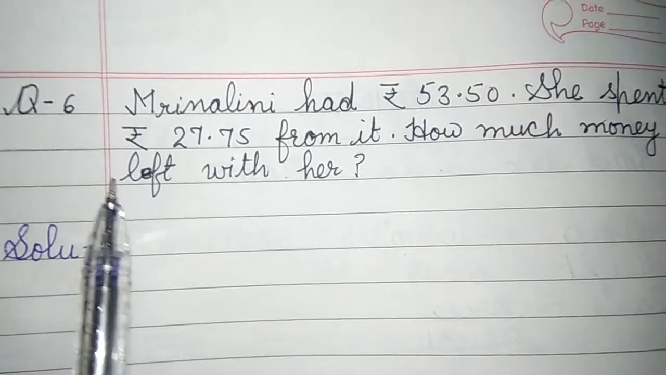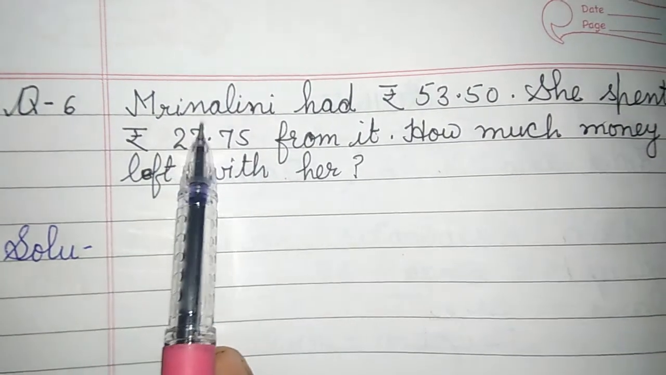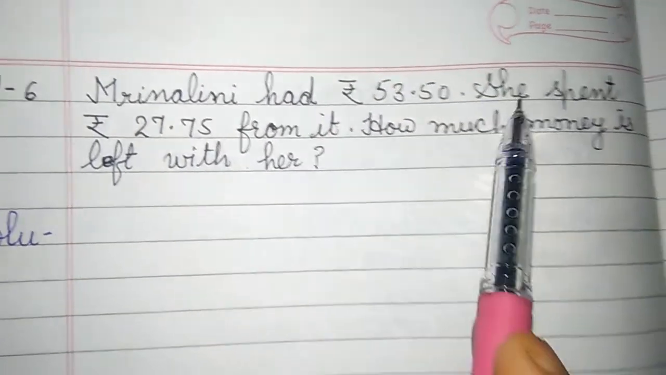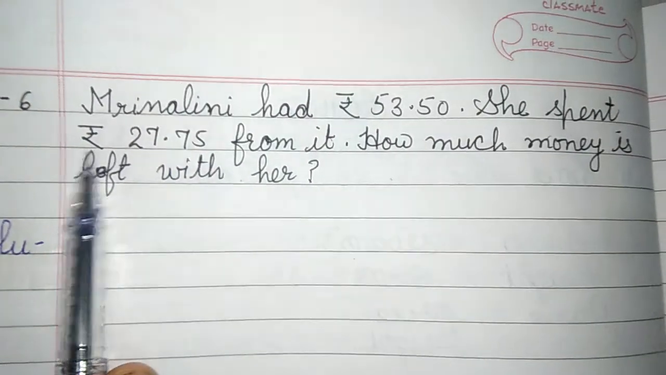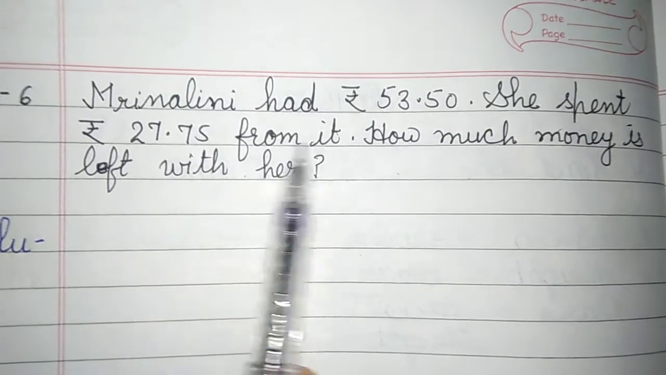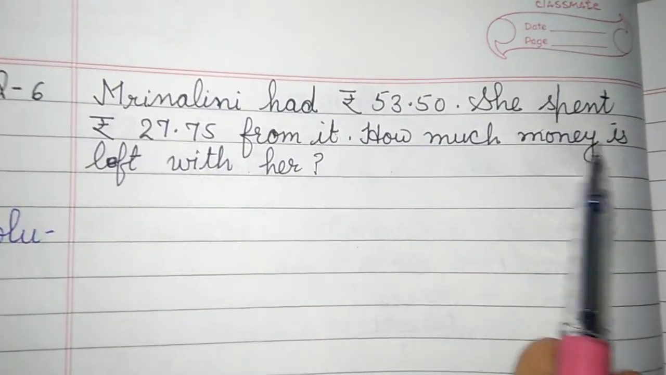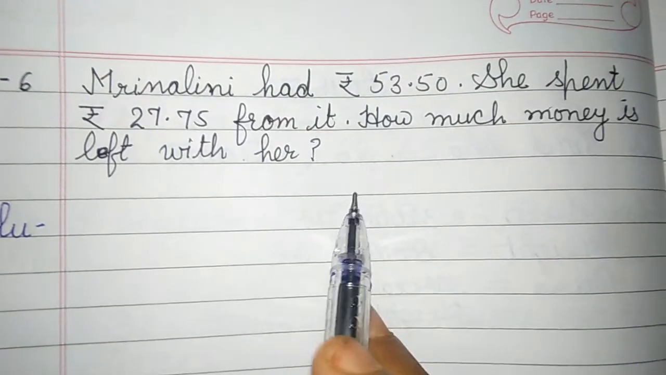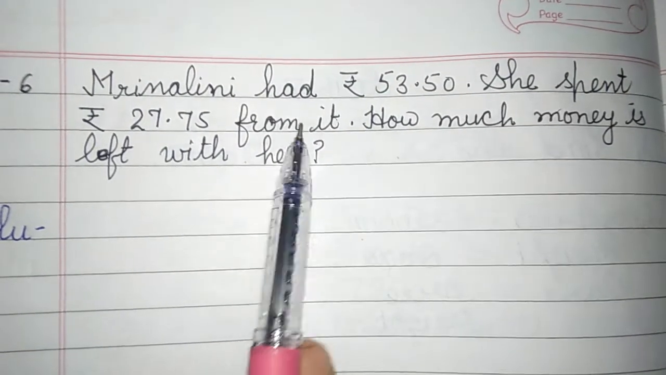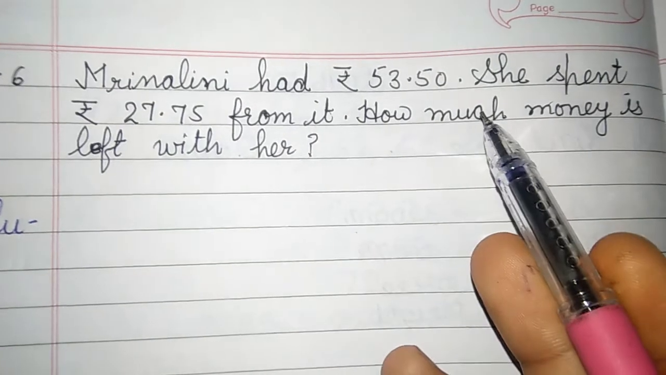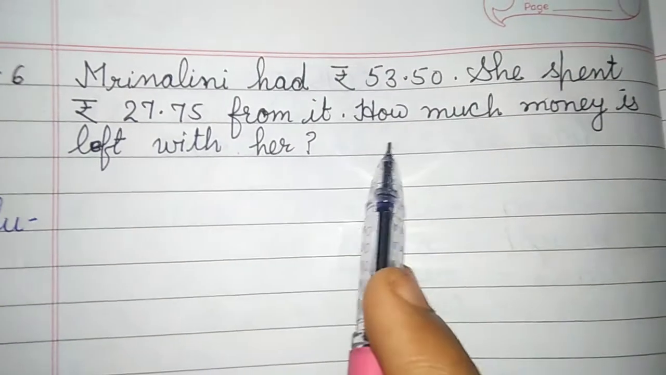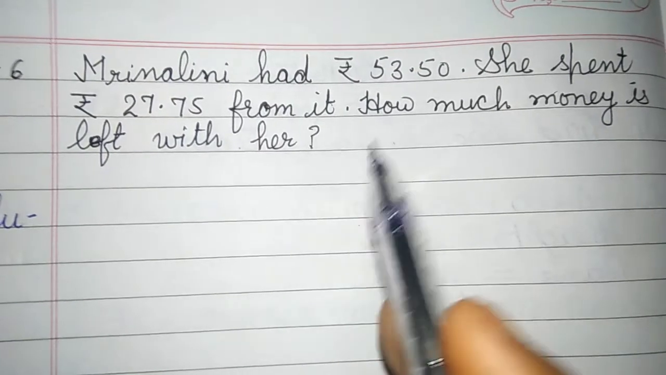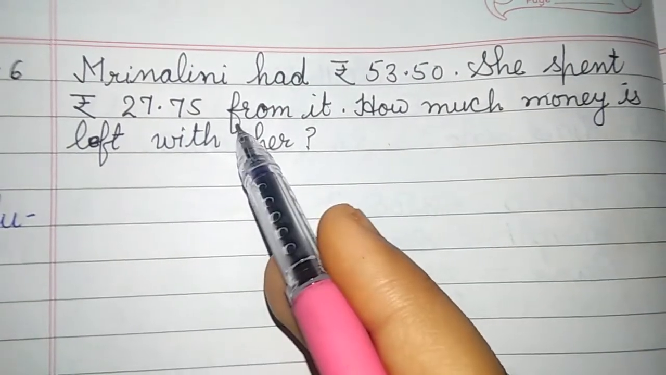Hello everyone. Question 6. The problem is: Mrinalini had rupees 53.50. She spent rupees 27.75 from it. How much money is left with her? Students, there are clues in this question. "How much money is left with her" means how much money she has left. That is, we have to subtract in this question.